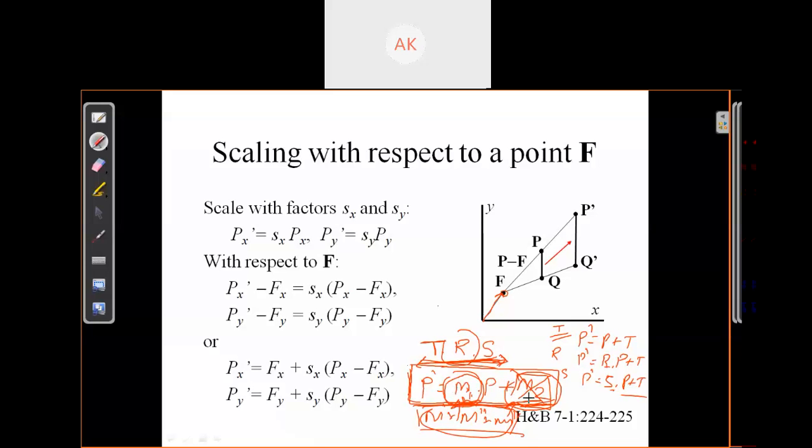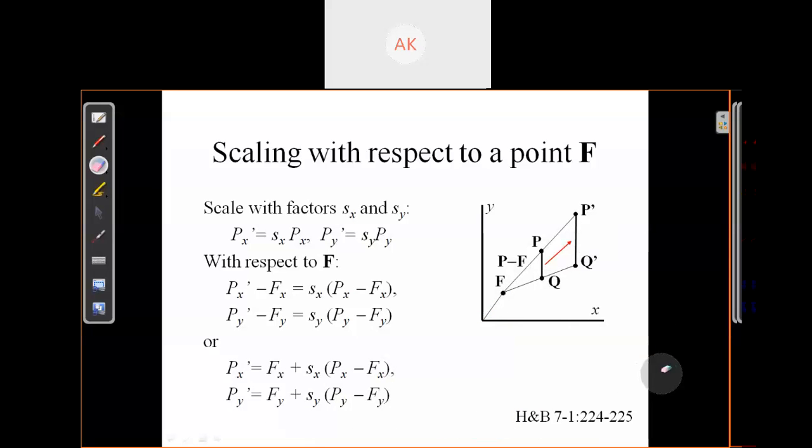How can we eliminate these terms? How can we eliminate this T from your equation? To get rid of this T, we use the homogeneous coordinate system. In this homogeneous coordinate system, we will change the matrix size. Till now we have used a 2 cross 2 matrix. Now for the homogeneous coordinate system we will use a 3 cross 3 matrix.